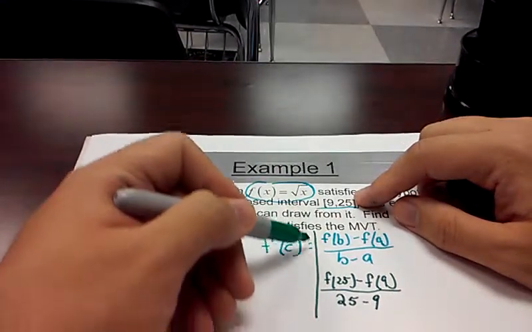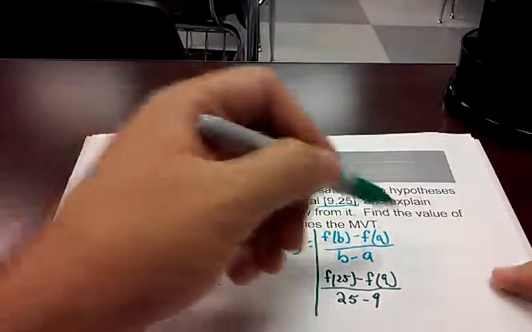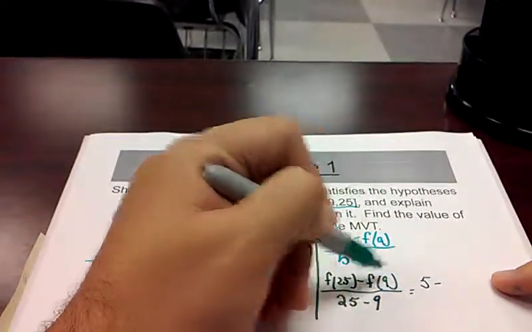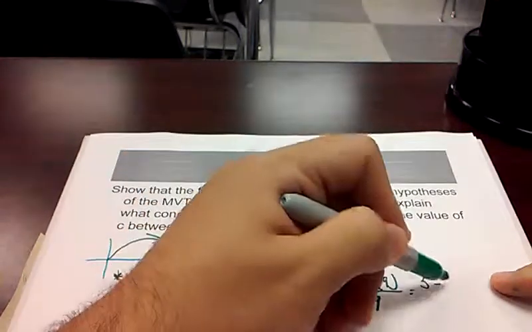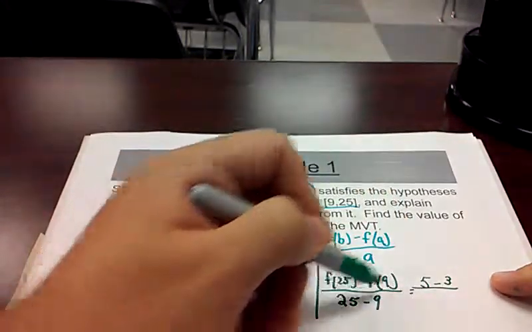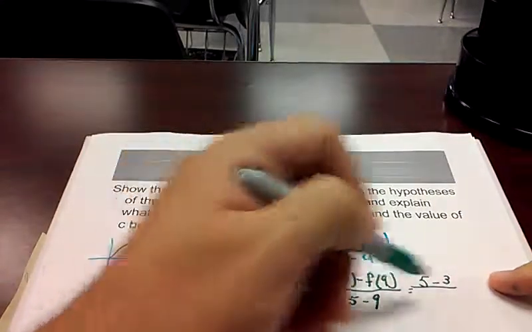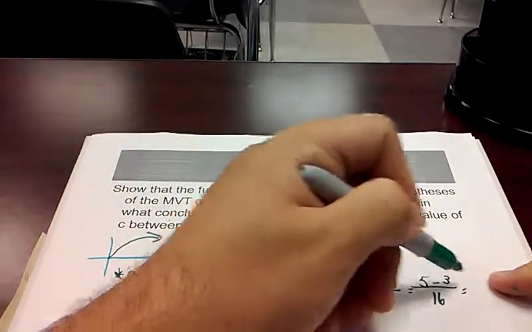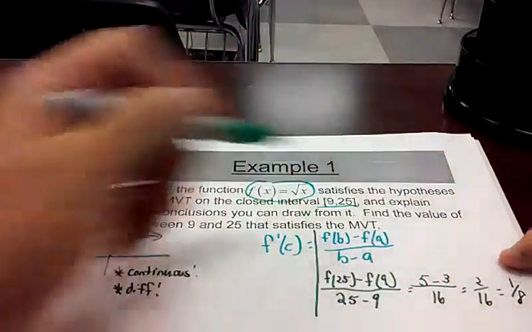f of 25, so plug in 25 into the function. The square root of 25 is 5. Plug in 9. The square root of 9 is 3. And then we'll have 25 minus 9, which is 16. 5 minus 3 is 2. So 2 over 16, which reduces to 1/8.